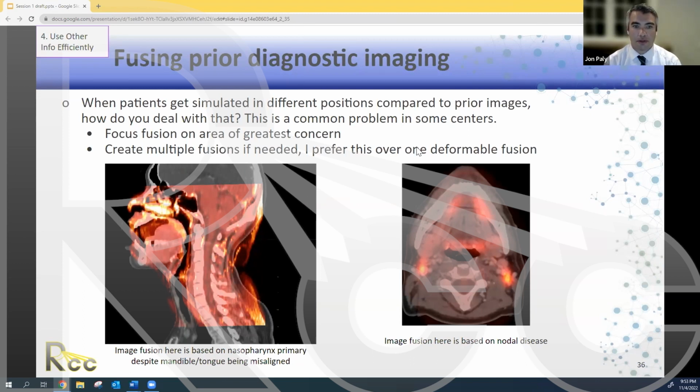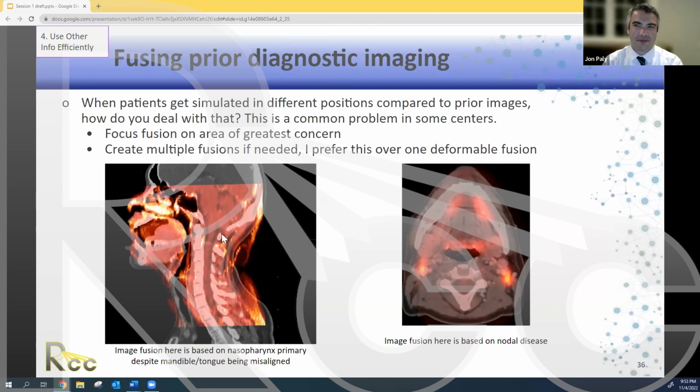And you can create multiple fusions if needed. I prefer to do that over using deformable fusion, which the software vendors are always trying to convince me to use, but I don't trust it. I would rather create multiple fusions. I'm interested to know, Ben, if you feel differently. No, totally agree. We here at UCSF don't really use deformable fusion. I agree. To someone sitting in a computer programming chair, it makes sense, but it doesn't to me.